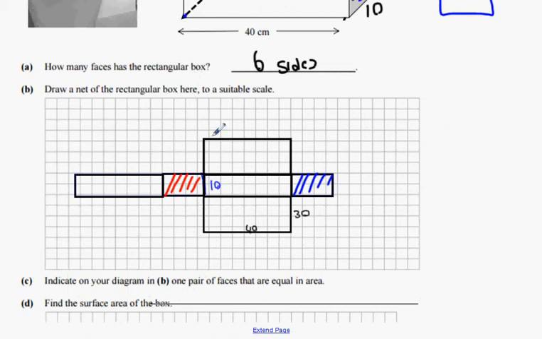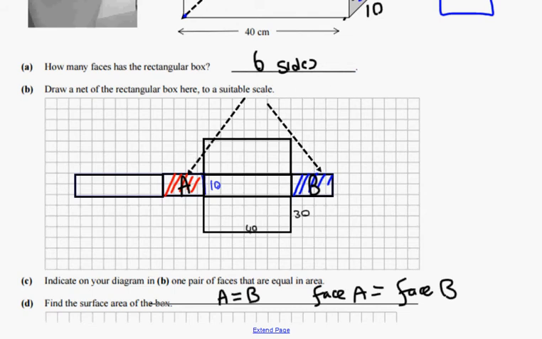Indicate on your diagram. So just say, call that A and call that B, and you can say A equals B, or face A equals face B. Just anything to signify where they are. You could also do something like this. You could say that one and this one are equal areas. Find the surface area of the box. What does surface area mean, guys?